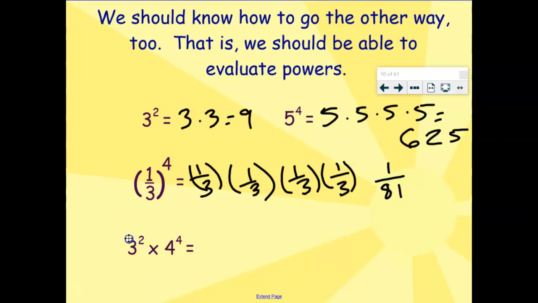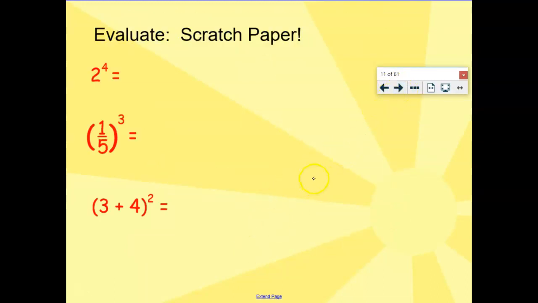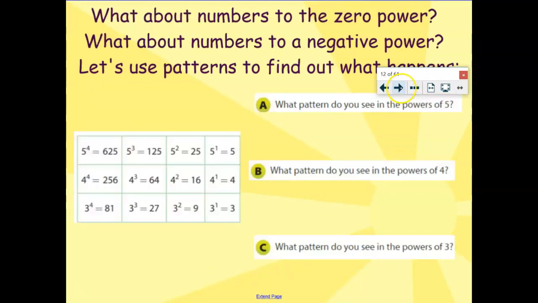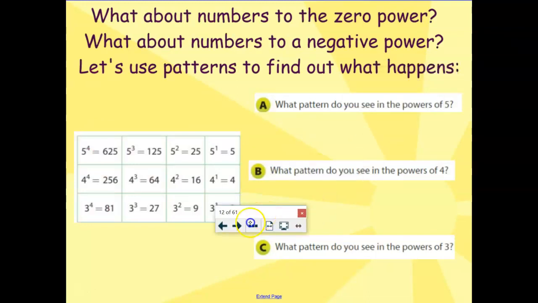And we can have more complicated things like this, but we just basically evaluate each part and then put it together. So 3 squared would be 9. 4 to the 4th power would be 4 times 4 times 4 times 4, which would be 256. And then we can use our handy dandy calculator to multiply all that together, and you get 2,304. Okay. All right, press pause, grab your scratch paper, give this a try. We'll talk about it tomorrow. All right, well, what about some strange things?